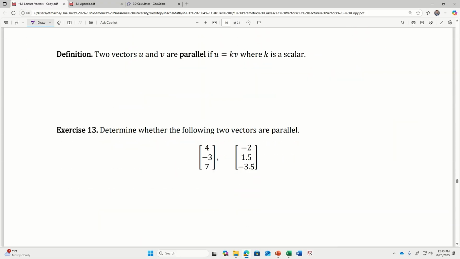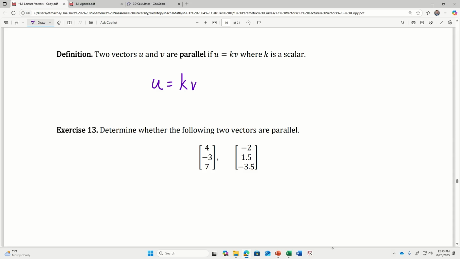All right. New vocabulary word for you guys. 2 vectors are parallel if one of the vectors is equal to the other vector times a scalar constant. So k is a scalar. k is just a number. u and v are vectors.